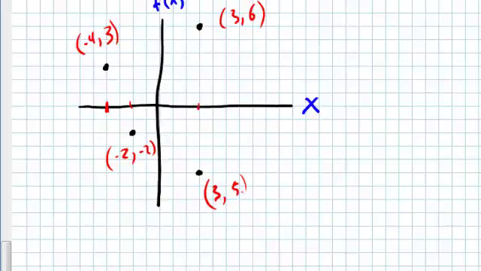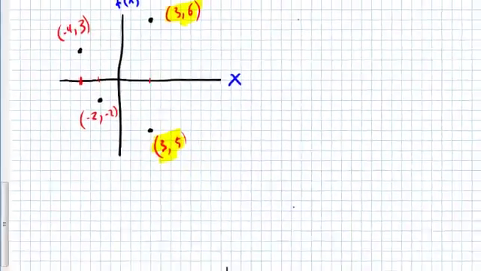So now I have a list of ordered pairs, and I can see right away that this broke my function rule, because I have an input of 3, and I can either get a 6 out or a 5 out. Another way we can think about this is something called a vertical line test.